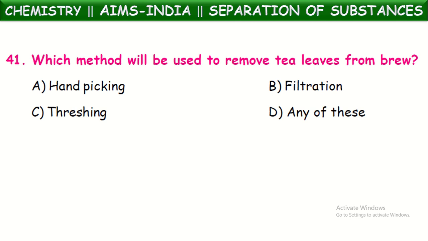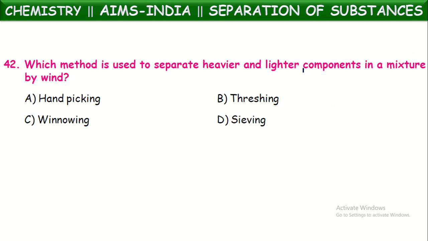Next one. Which method will be used to remove tea leaves from brew? Tea leaves are removed from decoction or brew by the process called filtration, isn't it? Filtration. Next, which method is used to separate heavier and lighter components in a mixture by wind? Yes, when a mixture contains heavier and lighter particles, if it is made to fall from a certain height, then heavier particles will fall down directly and form a heap. Lighter weight components will be blown away and form a separate heap. That process is called winnowing.